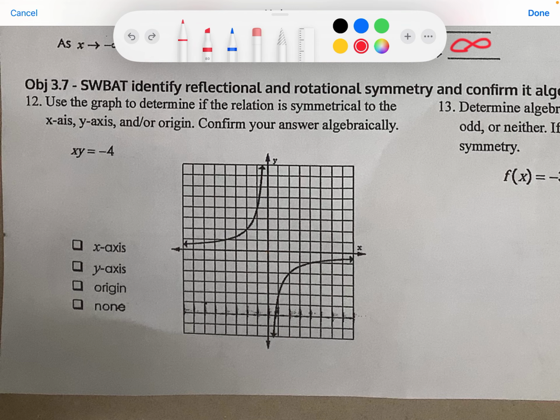So if I start with the x-axis symmetry, if I try to flip this over the x-axis.